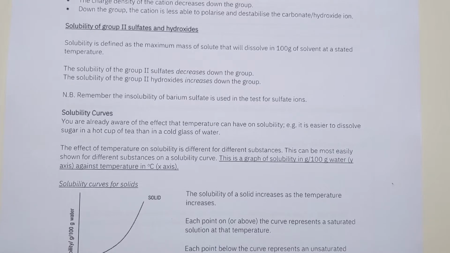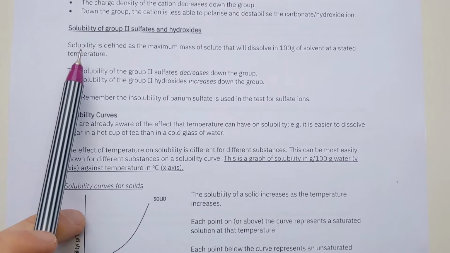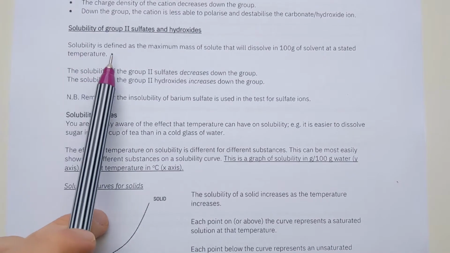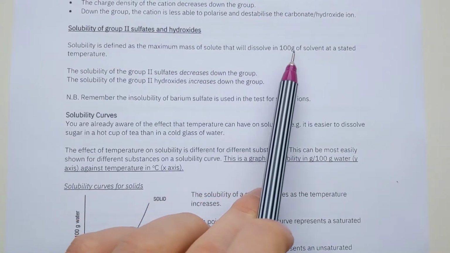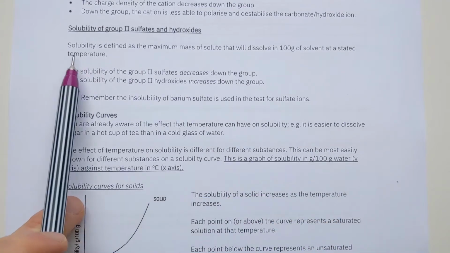So if you had a really soluble solid, you would be able to dissolve lots into a certain amount of water. If you didn't have a very soluble solid, you'd only be able to get a wee bit of it dissolved in water. So we've got quite a precise definition you're meant to learn off, and there's quite a bit of detail in here. Solubility is defined as the maximum mass of a solute, so a solid, that would dissolve in 100 grams of solvent at a stated temperature.